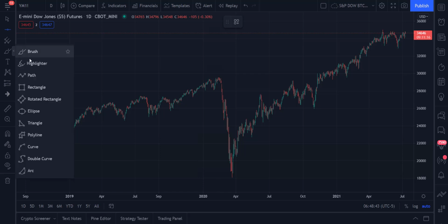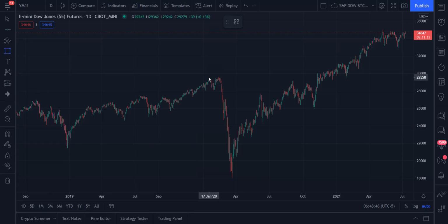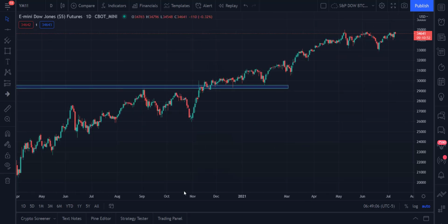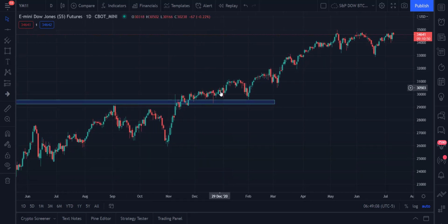Actually, instead of doing that, we're going to do a little rectangle. So there's the high that we saw just pre-pandemic, and you can see that once we crossed it, it did actually, let me zoom in on that. You can see that this area did end up acting as support. What happened, resistance became support before we rallied off of it, and now it's just new high after new high after new high.